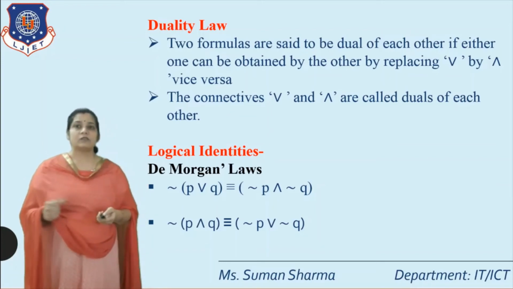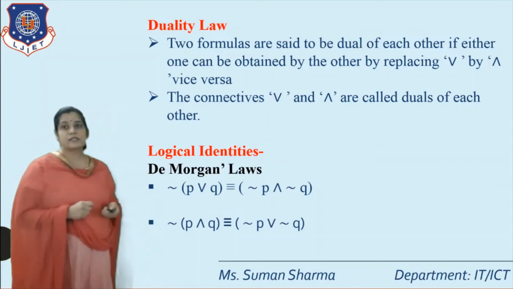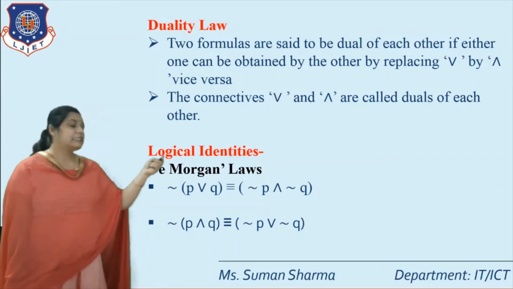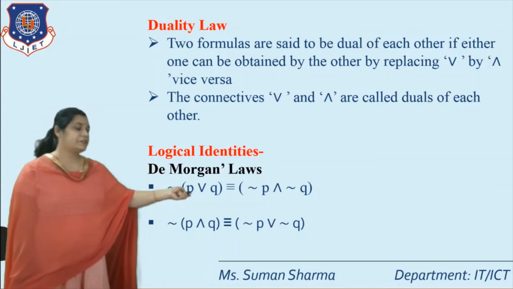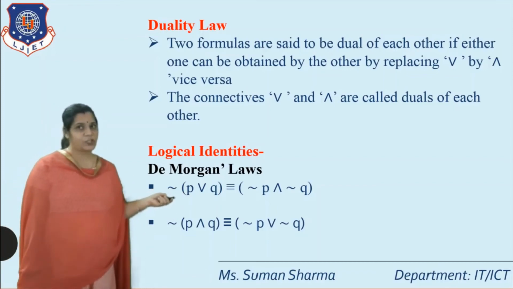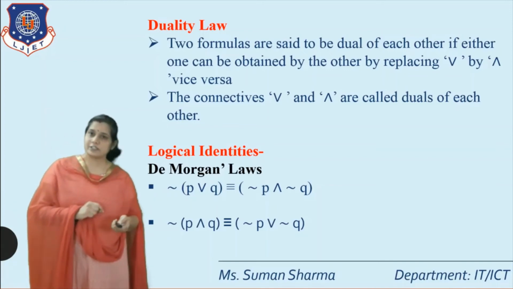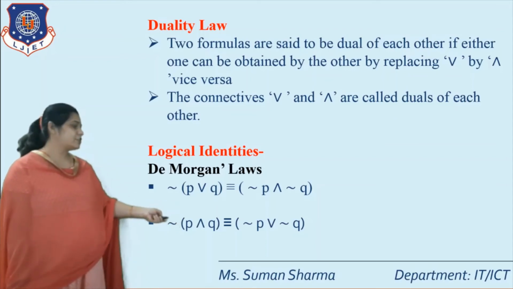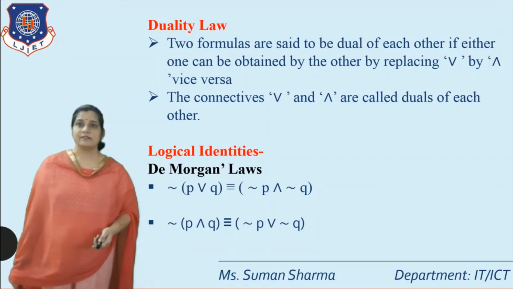Okay, so here we have some formulas, the logical identities. First one is De Morgan's law. According to De Morgan's law, ¬(P ∨ Q) is equivalent to ¬P ∧ ¬Q. That means your disjunction sign is converted into the conjunction sign. Next is ¬(P ∧ Q) equivalent to ¬P ∨ ¬Q.